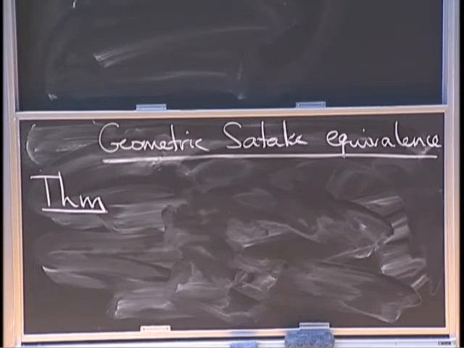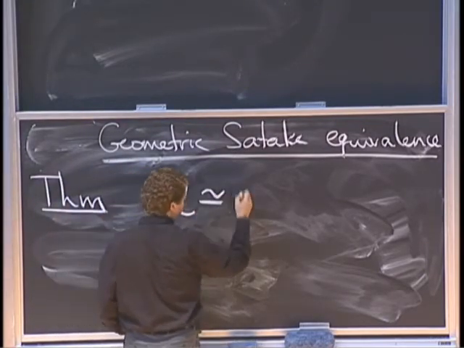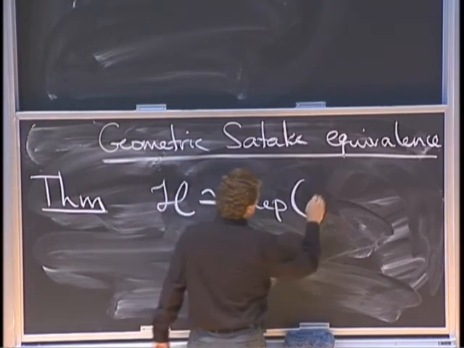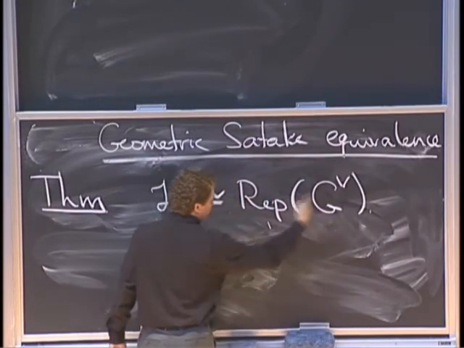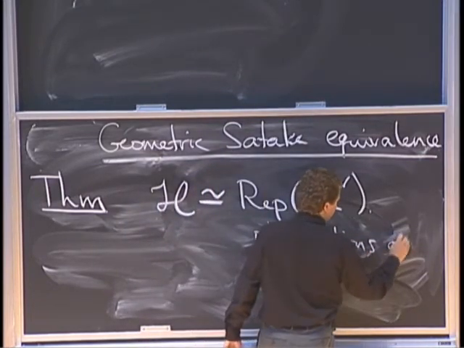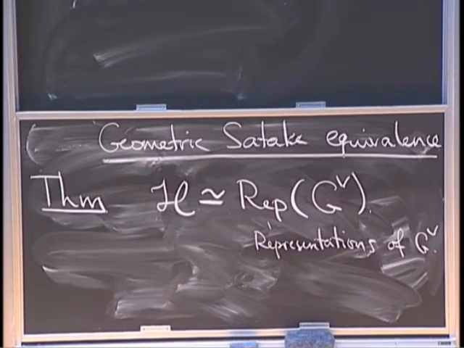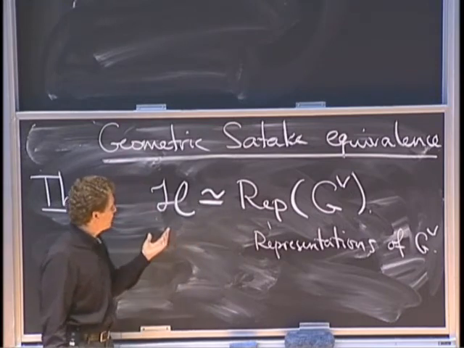Anyway, the claim is that this category is actually equivalent, more or less naturally, to the category of algebraic representations of the Langlands dual group. And this is the first case, or rather the first theorem, where we actually see the Langlands dual group in this story. Up to this point, it was all conjectures, and now we see that it appears naturally.